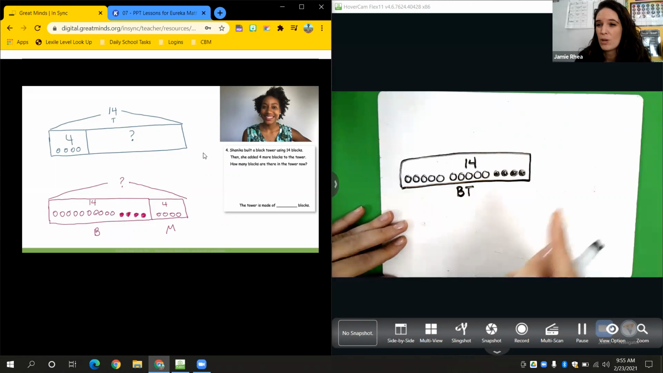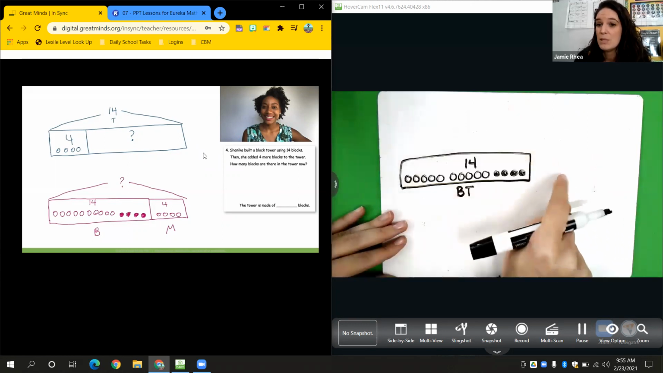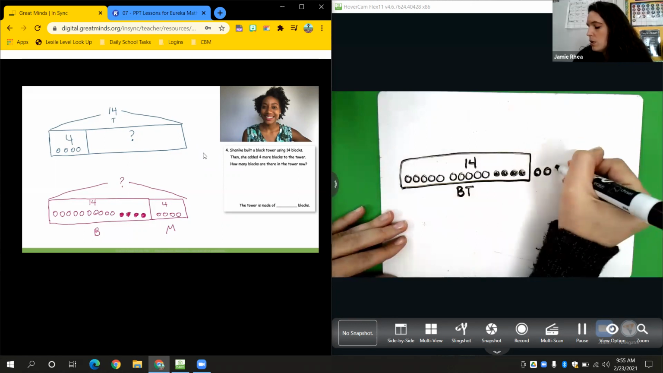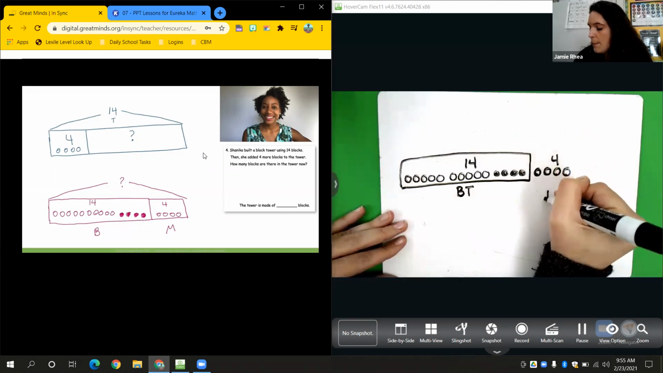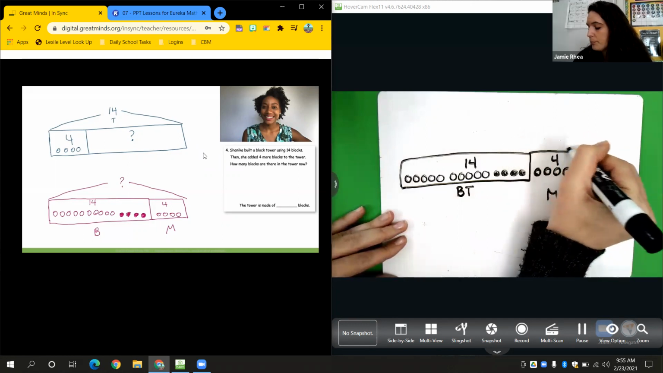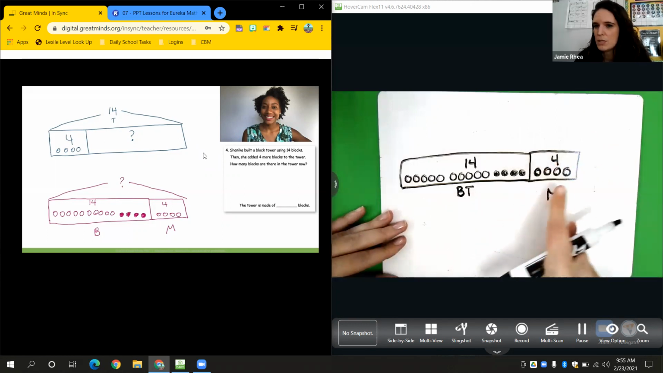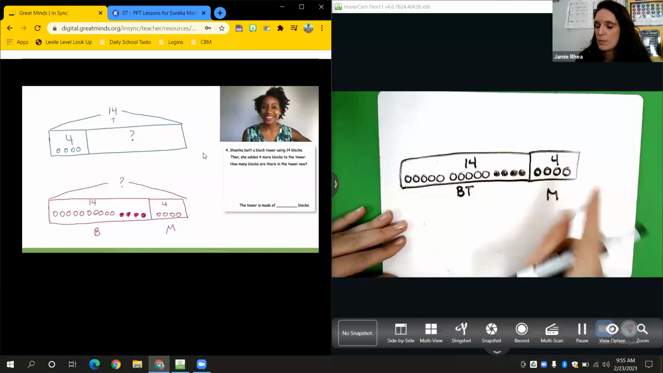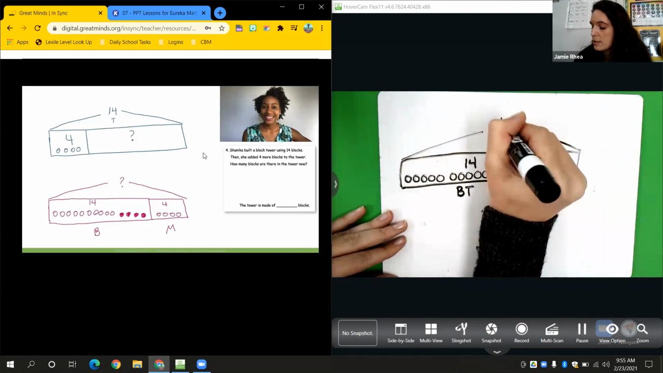Now, is that 4 more going to be the other part, or is it going to be our total? It's going to be the other part. So 4 more. 1, 2, 3, 4. And then I'm going to put M for more. Okay, so right now, here's my block tower and the blocks I added to my tower. So now we need to figure out what our total is.